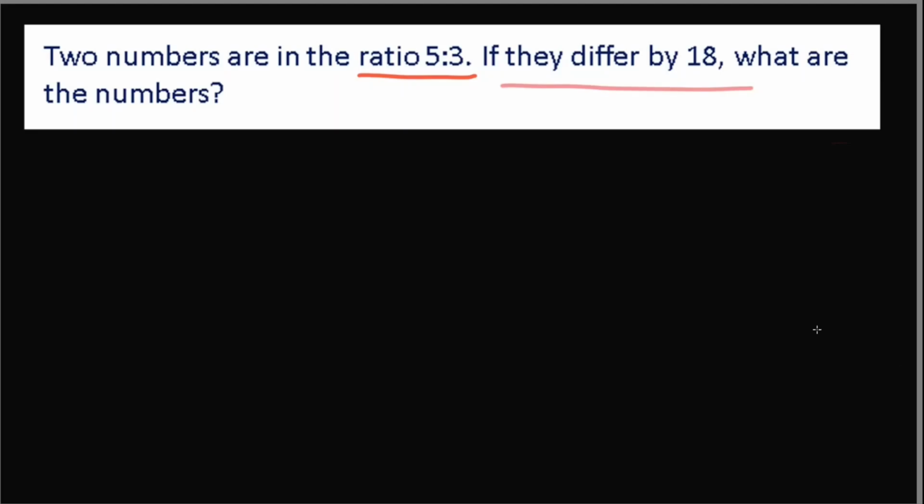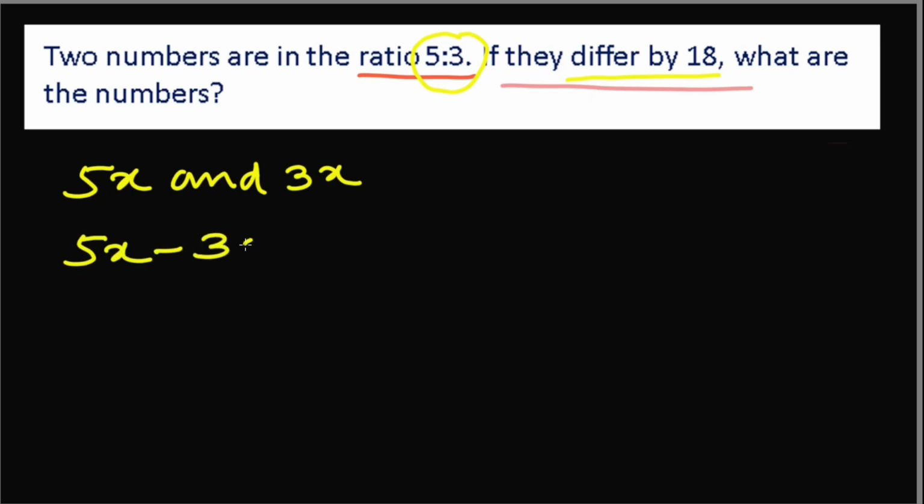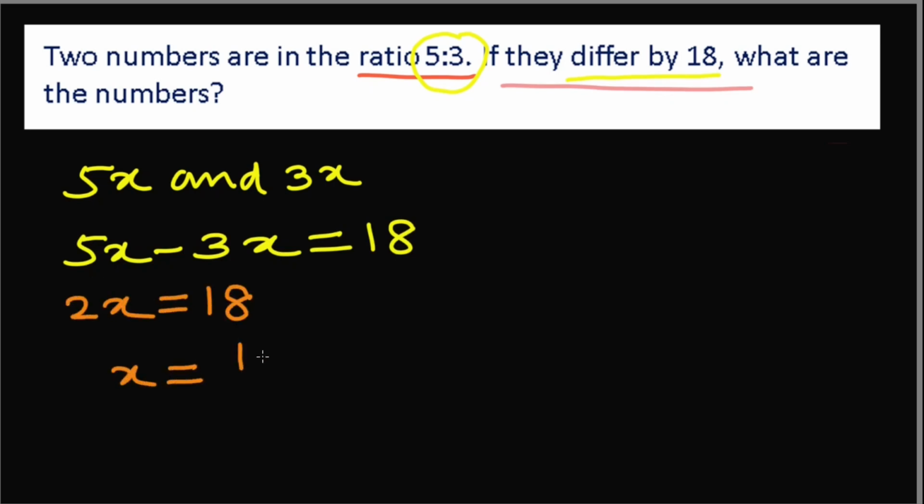The word problem is: two numbers are in the ratio 5:3. If they differ by 18, what are the numbers? Since the numbers are in the ratio 5:3, we assume them to be 5x and 3x, where x is a common multiple. Now, according to the second condition, they differ by 18. So we write 5x minus 3x equals 18. That will be 5 minus 3, that is 2x, equals 18, or x will be 18 by 2, which is 9. Now this is the value of the common multiple x.